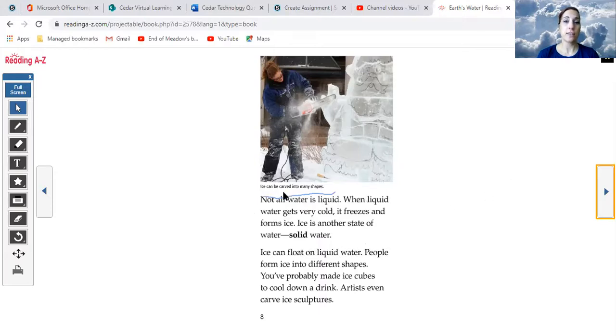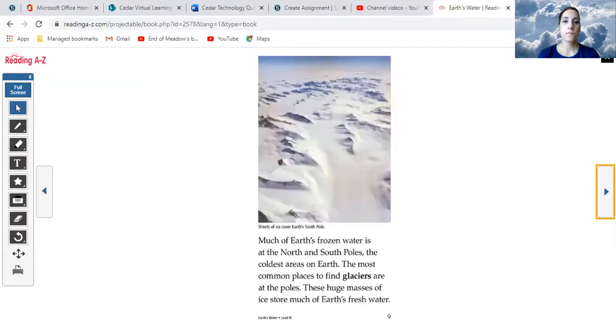And I underlined this label. It says, ice can be carved into many shapes. Much of Earth's frozen water is at the North and South poles, the coldest areas on Earth. The most common places to find glaciers are at the poles. These huge masses of ice store much of Earth's fresh water. The label says, sheets of ice cover Earth's South Pole.